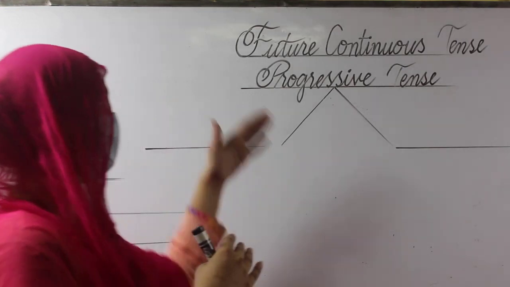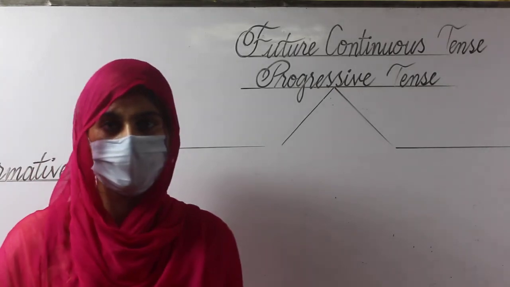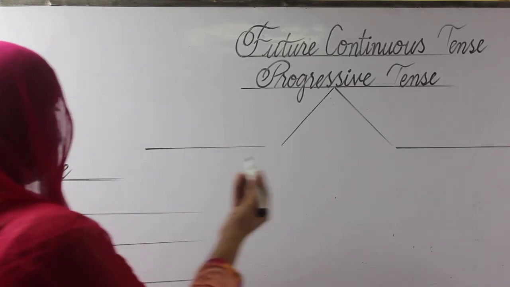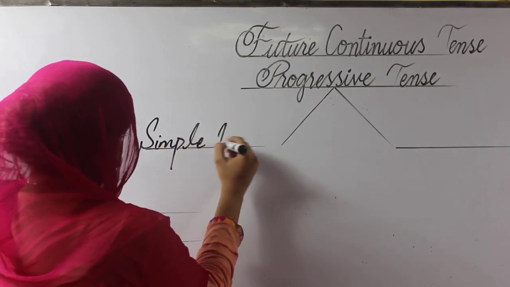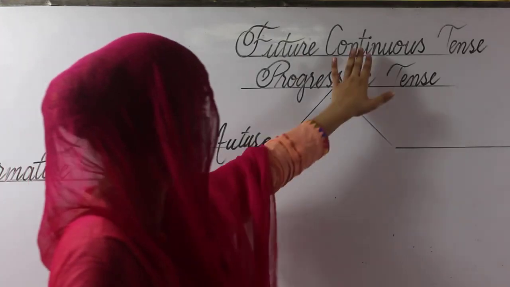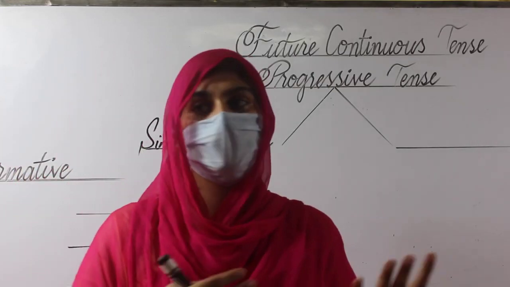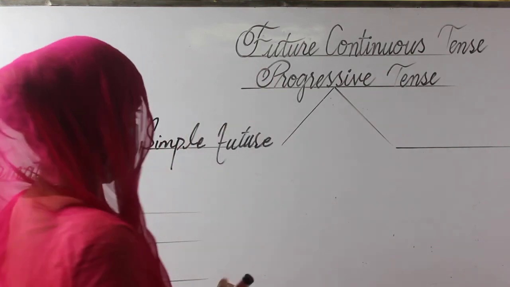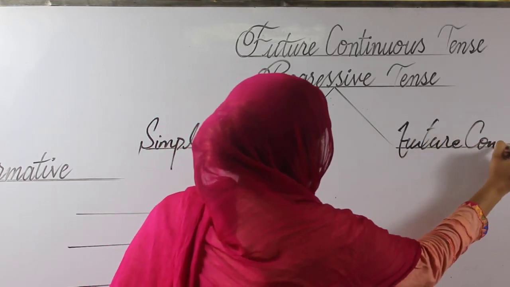But if we compare the future continuous to the simple future tense, then what's the difference between them? We will learn about it in a very detailed form. If we talk about the simple future, which means something we will do in an upcoming time, then what's the difference with the future continuous tense?